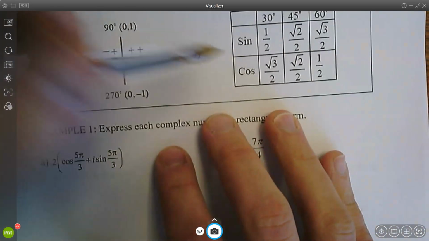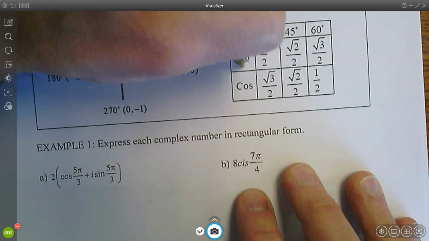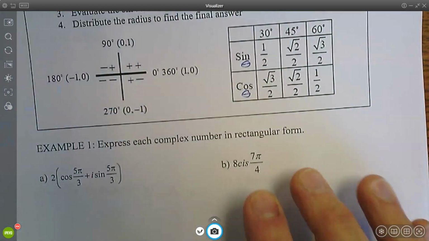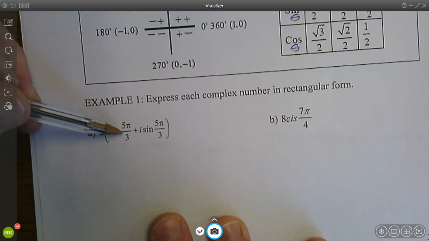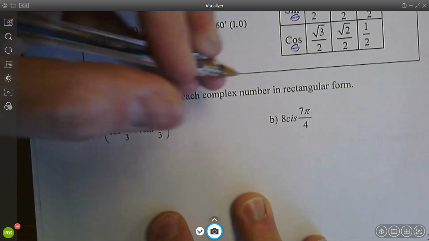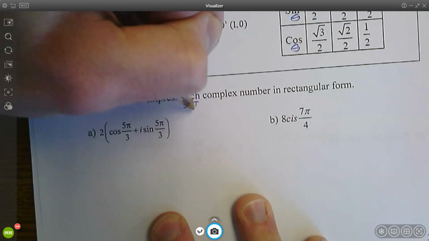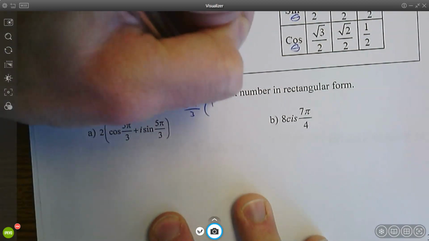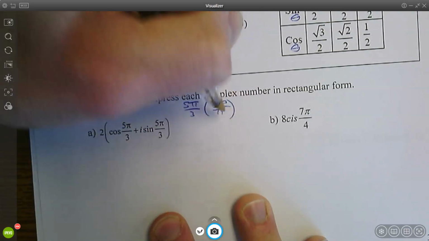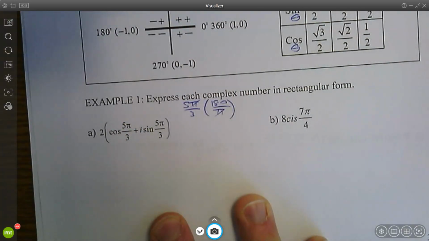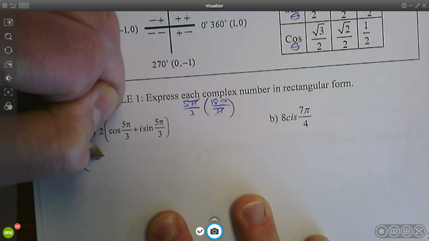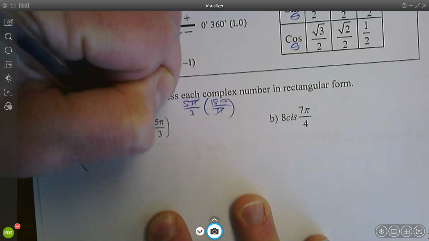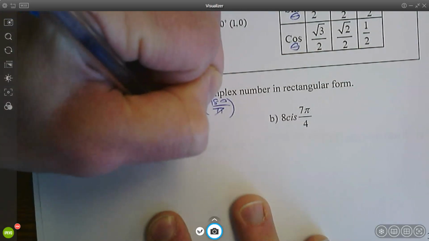So we're going to go back to our exact value table, sine theta, cosine theta, 1, 2, 3, 3, 2, 1. We don't have tangent on there. We're not going to utilize that in this part of the lesson. So here, what we want to do is convert to degrees first. If we multiply that 5 pi divided by 3 times 180 divided by pi, the pi's simplify, you plug that in your calculator, you're going to get 300 degrees. So this is going to turn into 2 times the cosine of 300 plus I times the sine of 300.